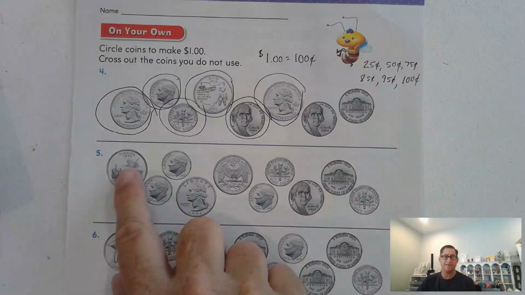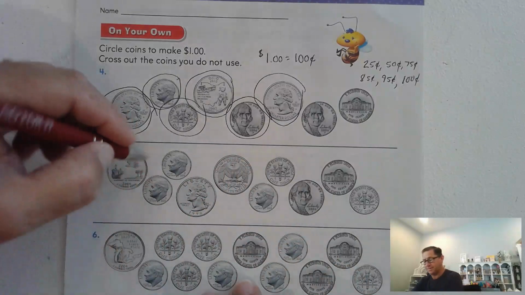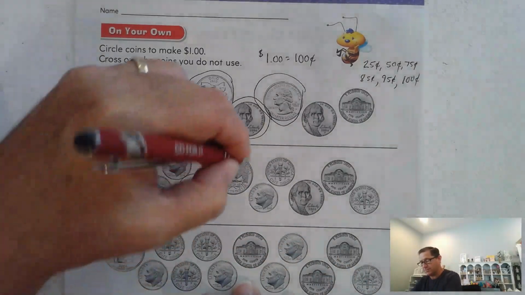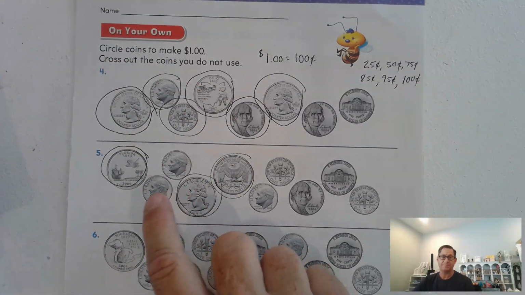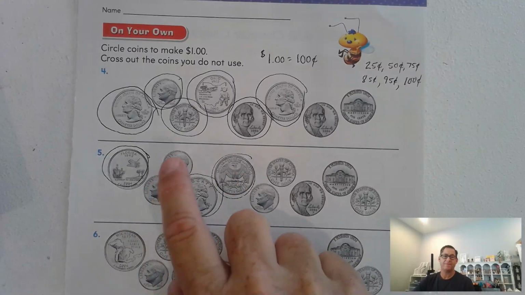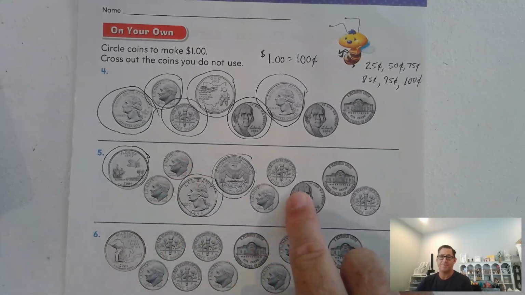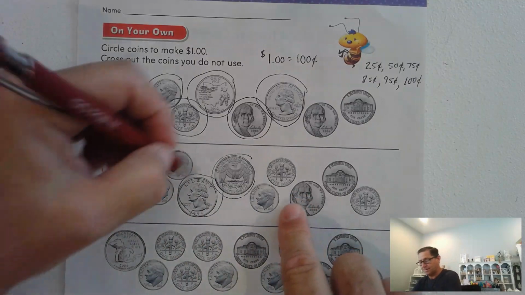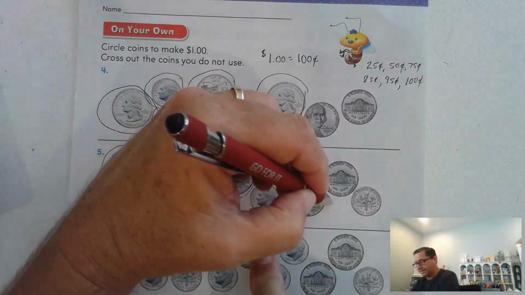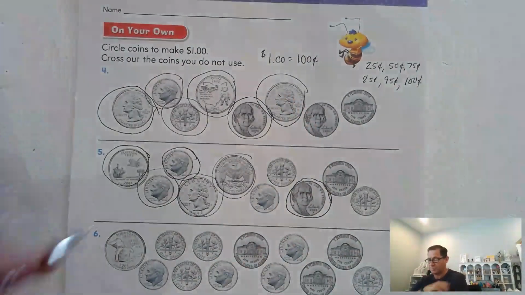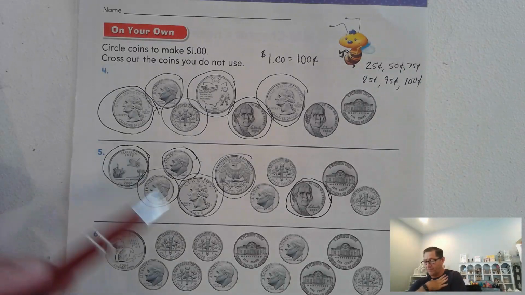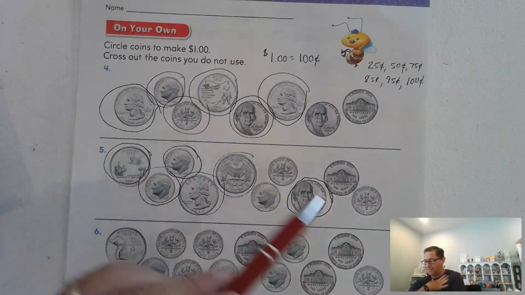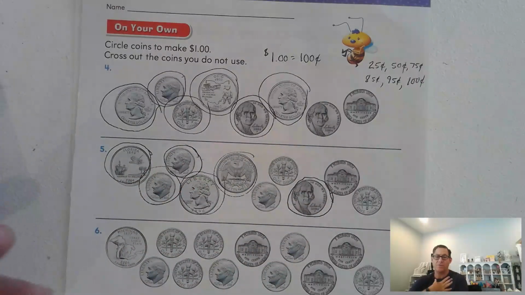All right. So in this one, I still see 3 quarters. 3 quarters, we should know, is worth 75 cents. Add 2 dimes, 75, 85, 95. And I need another nickel again. So it doesn't matter which dimes we circle. But basically, we have the same exact thing, right? We have 3 quarters, and then 2 dimes and a nickel.